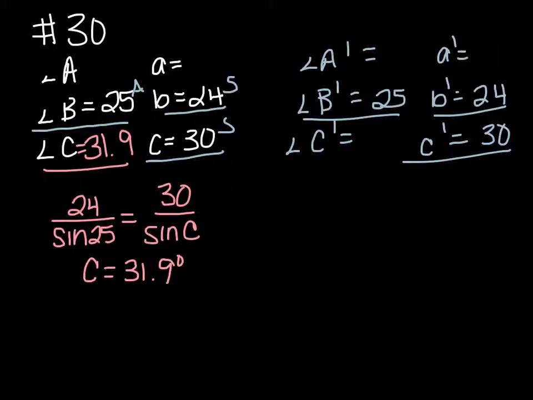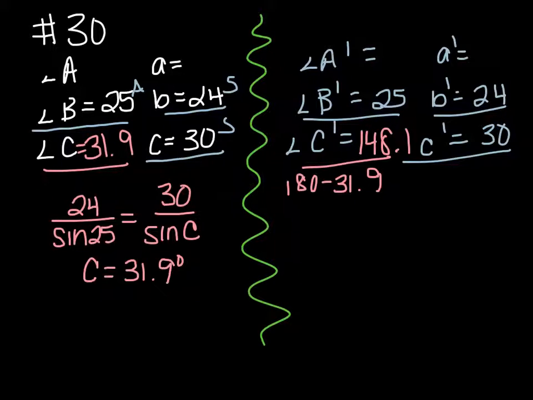So the next thing we're going to do is find the supplement of angle C. Whatever angle you find first, you find that supplement. So I'm going to take 180 and subtract 31.9. When I do that, I get 148.1. At this point, I'm truly going to treat each triangle separately.